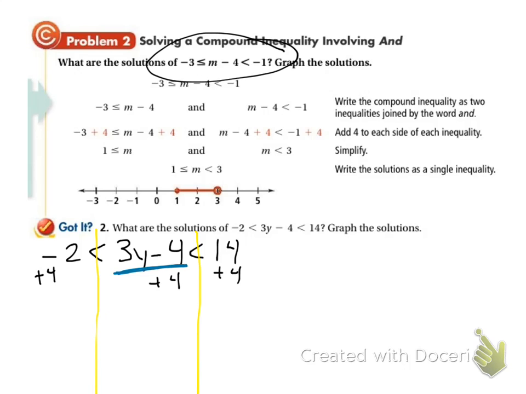Now I've got 3 different columns that I need to be adding things to. So if I add 4 over here, I get 2. This would just leave me with 3y. And over here I'd get 18.